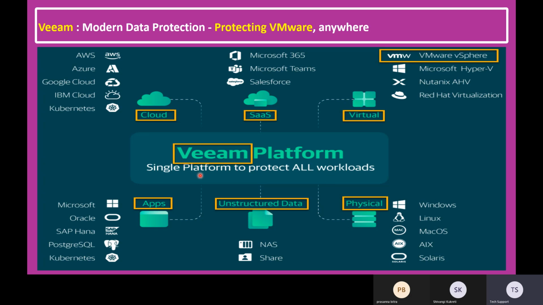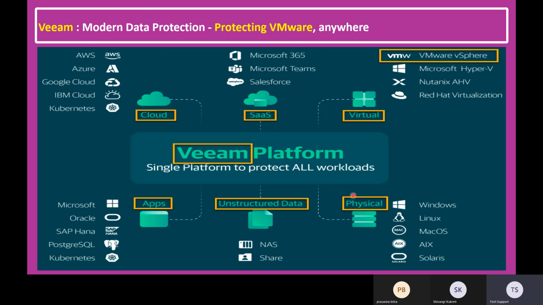If you see the center of the diagram, it says Veeam Platform. Veeam is the company name, and the Veeam Platform is a single platform to protect all workloads. A workload is nothing but any virtual machine or any application, anything we can call a production usage item. Normally a virtual machine or any application we can consider as a workload.